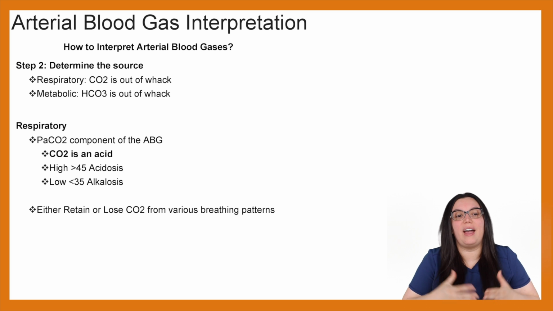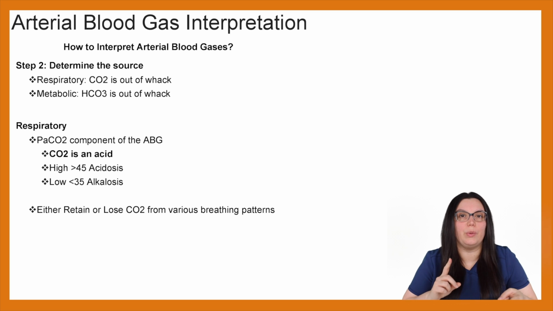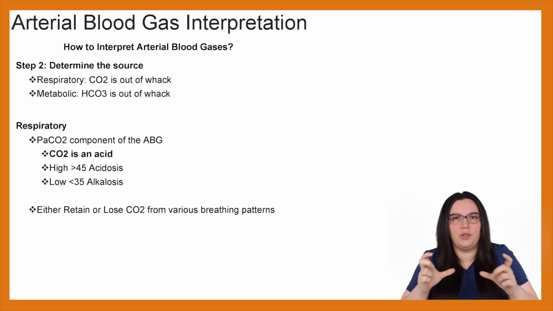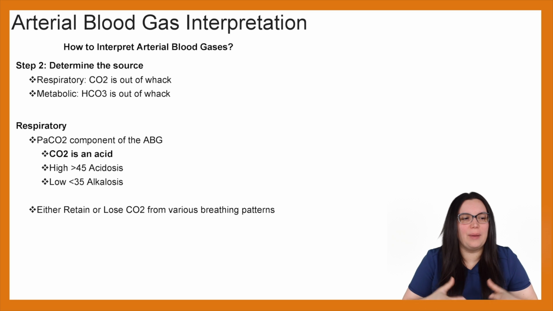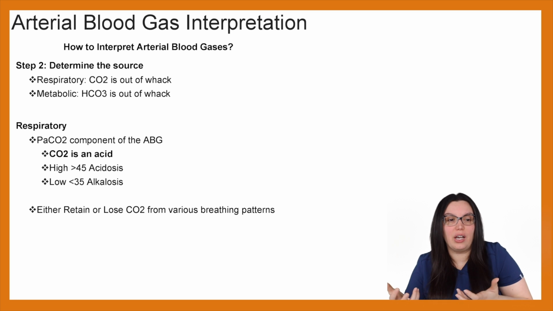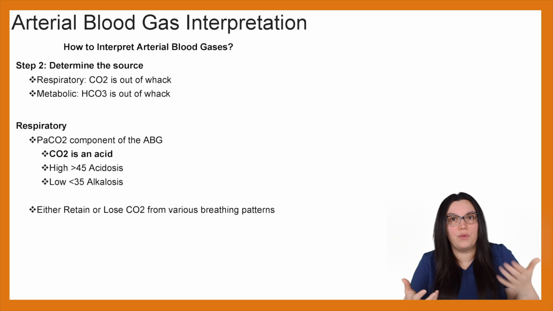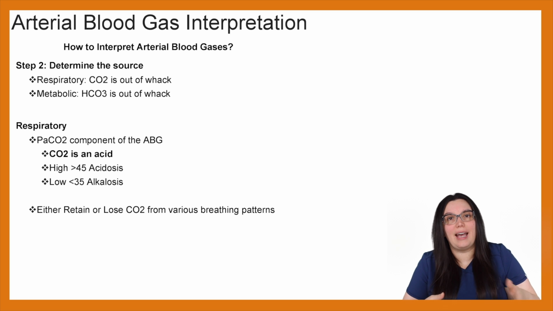So step two, how do we determine the source, right? It's either going to be a respiratory component or it's going to be a metabolic component. And we determine that based on which arterial blood gas value is, what I like to say, out of whack. So when it comes to our respiratory component, we know that the PaCO2 component of our ABG is going to be acidotic. So the higher we have, the more acid we have, greater than 45, we know we're going to be in an acidotic state. Whereas the less acid we have, less than 35, we're going to be in an alkalotic state.